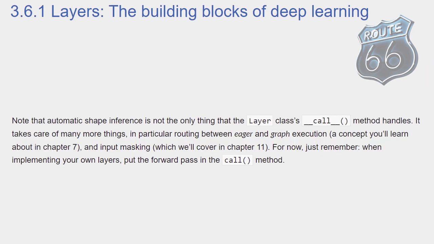Note that automatic shape inference is not the only thing that the layer class's __call__ method handles. It takes care of many more things, in particular routing between eager and graph execution, a concept you'll learn about in Chapter 7, and input masking, which we'll cover in Chapter 11. For now, just remember, when implementing your own layers, put the forward pass in the call method.